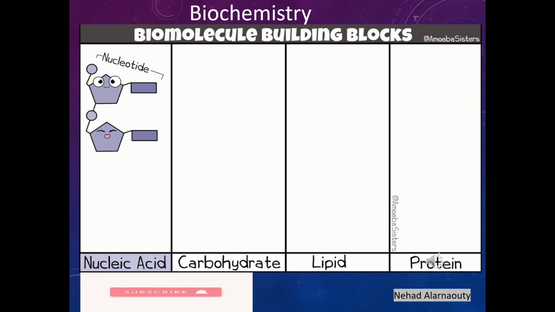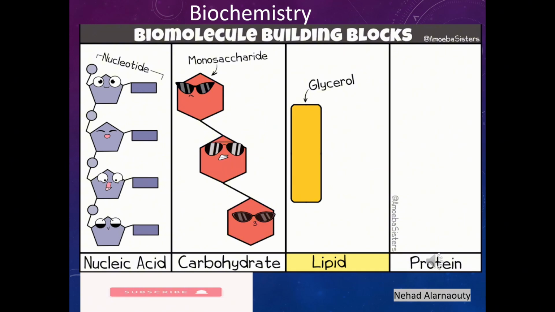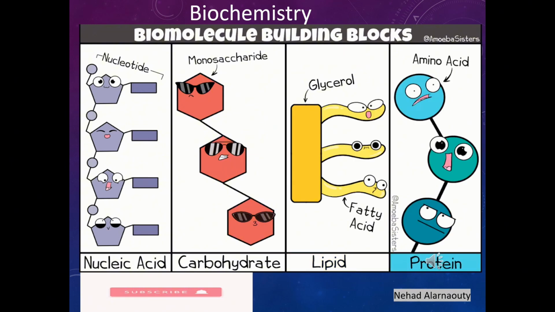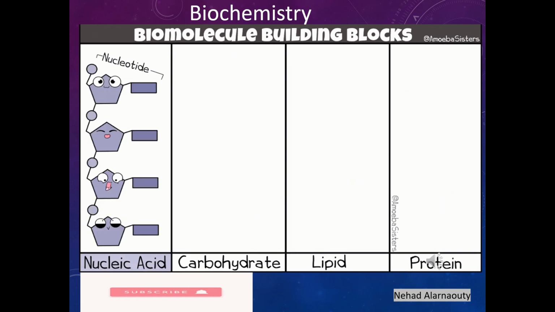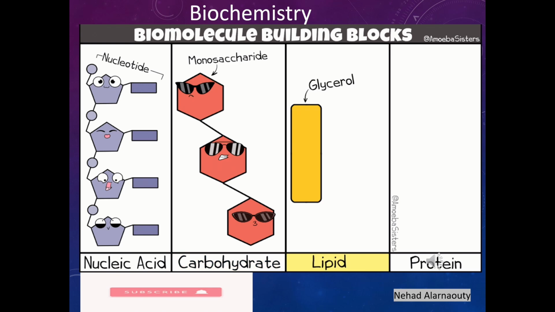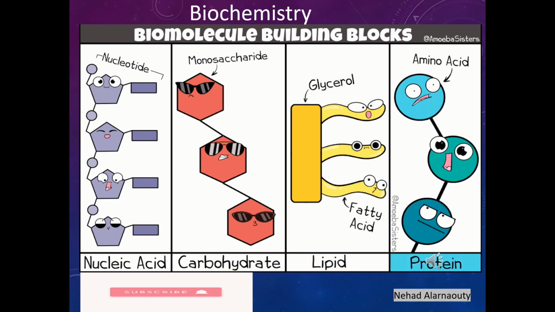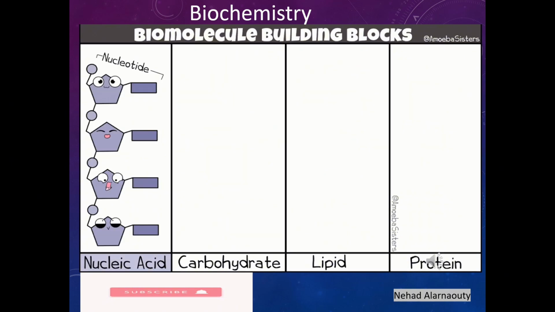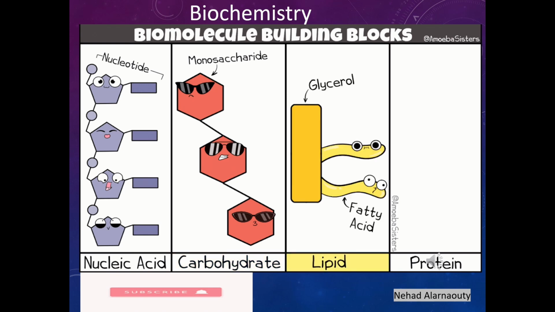Our topic today is biochemistry. Biochemistry is a combination between biology and chemistry. The chemistry refers to the chemical reactions and the chemical molecules inside your body as a human or a living organism. The biology is the part of the living organisms, and the chemistry is the reactions that happen inside them.